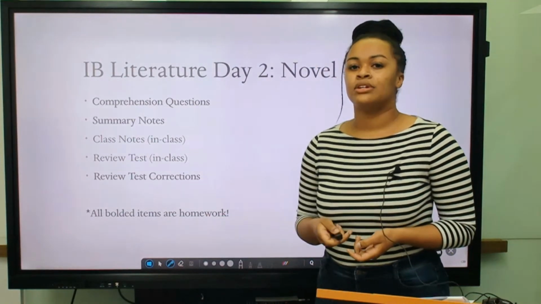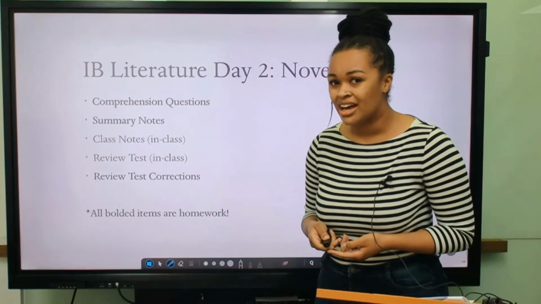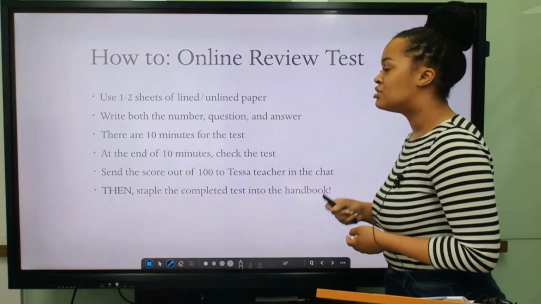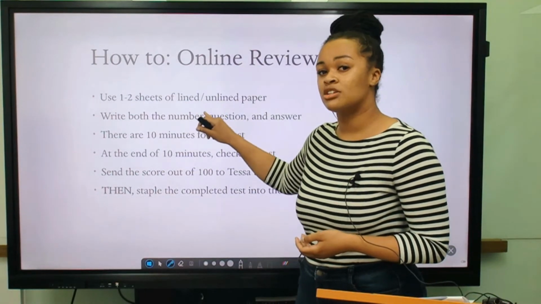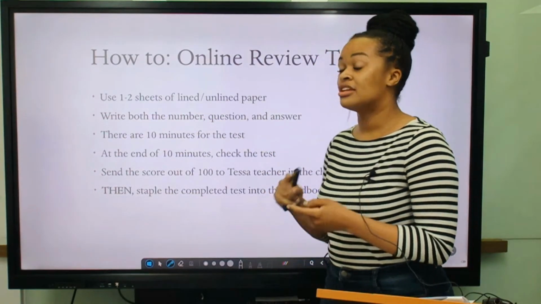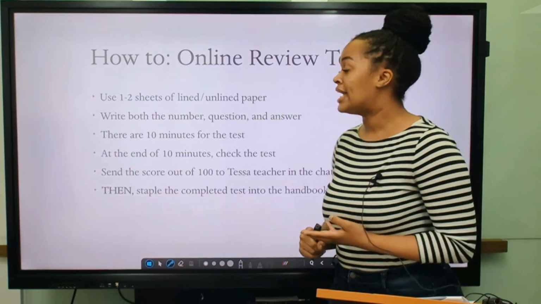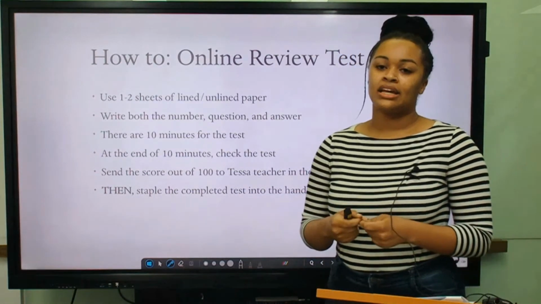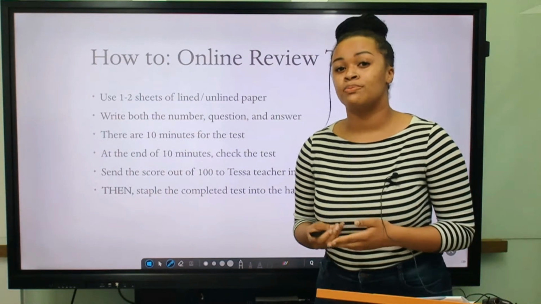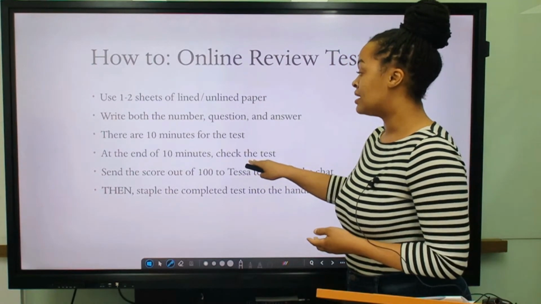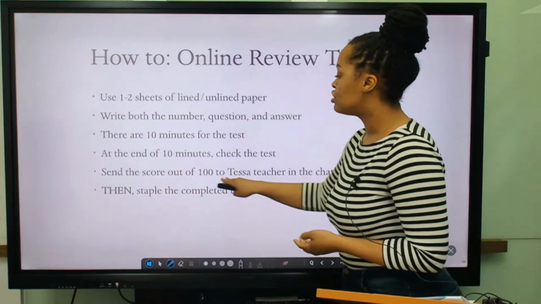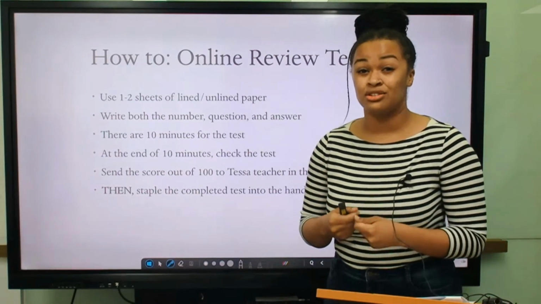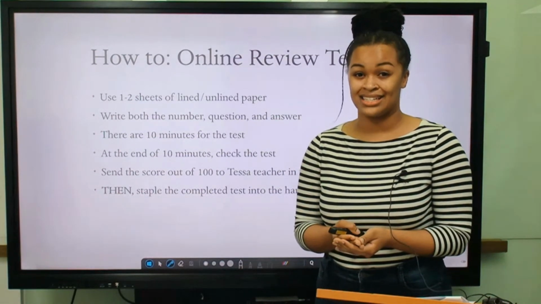On the next 2 slides, I'm going to explain how to complete these things when you are online. For online review tests, it is still a 10-question test, but the student will need to provide their own paper. It can be lined or unlined A4 paper. They will need to write the number of the question itself, and the answer. They will have 10 minutes for the test. I know that it may take additional time for the students to write the question, and I'm willing to provide that additional time. At the end of 10 minutes, we will check the test together, and then they must send their score out of 100. The final task is for them to staple or tape this test into their handbook to be checked when the student returns to KNS.